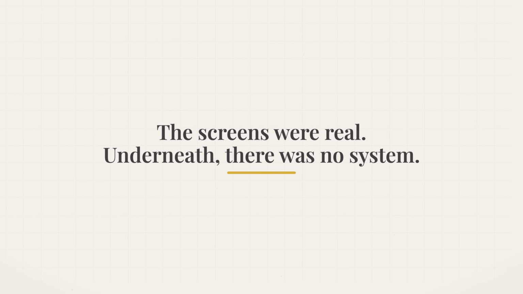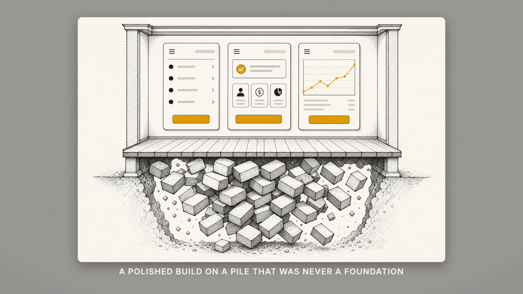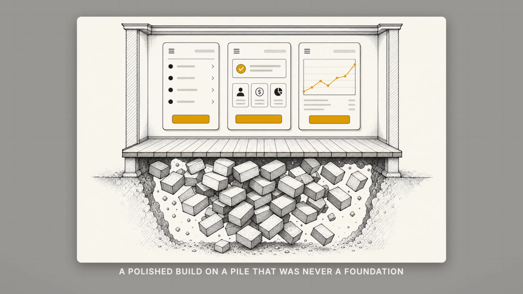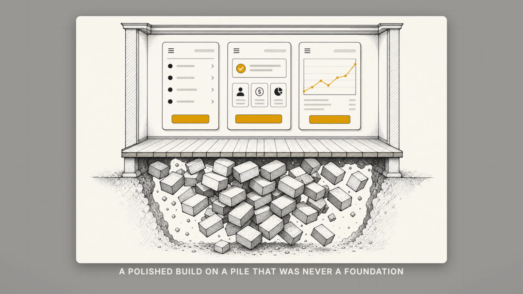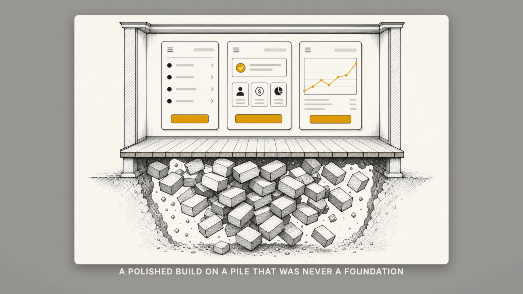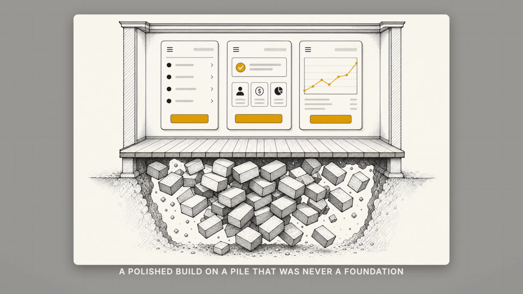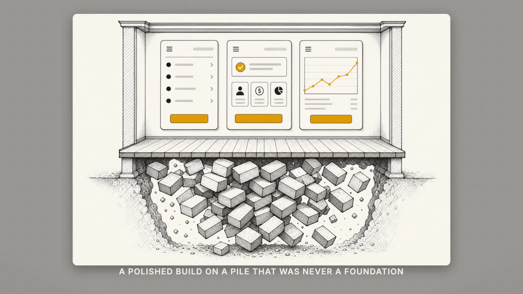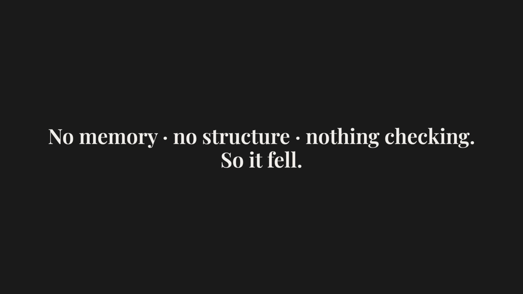So let me name the actual problem, because this is the part that matters. The screens looked real because they were real screens. But underneath them, there was no system. It was a pile of generated code with nothing holding it together. No memory of what you decided yesterday. No structure, nothing checking that the new change didn't break the old one. And the very first time something needed to shift, the pile shifted with it, and down it came.